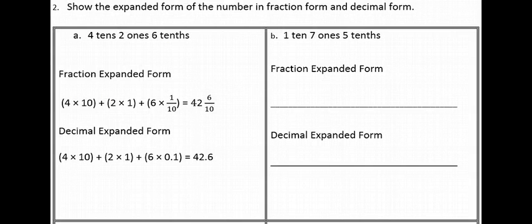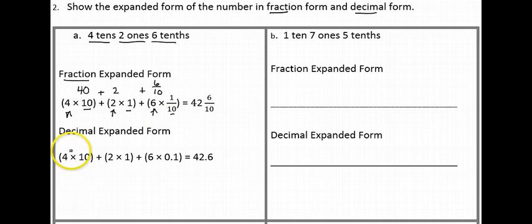The next section says to show the expanded form of the number in fraction form and in decimal form. The first problem has been done for us. The number was 4 tens, 2 ones, and 6 tenths. In fraction expanded form, that means that I have 4 groups of 10, 2 groups of 1, and 6 groups of 1/10. Altogether, that would be 40 plus 2 plus 6 tenths, or 42 and 6 tenths as a mixed numeral.